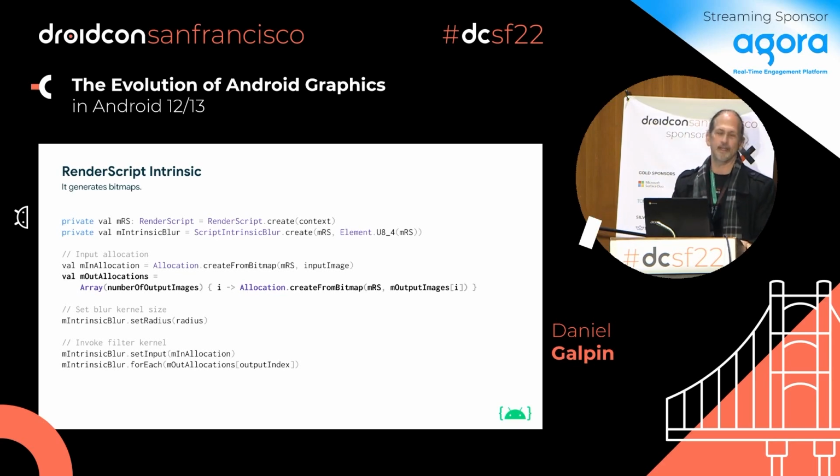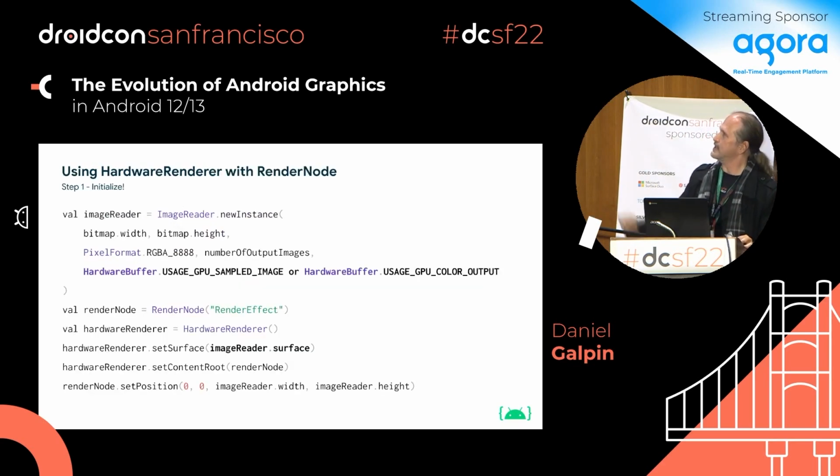And so fortunately, there's a solution: at the same time we introduced RenderNode, we also introduced this thing called HardwareRenderer. And this is actually really cool. And I've never seen this documented. It probably is documented somewhere.